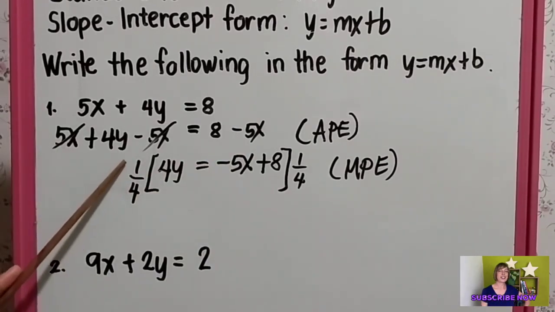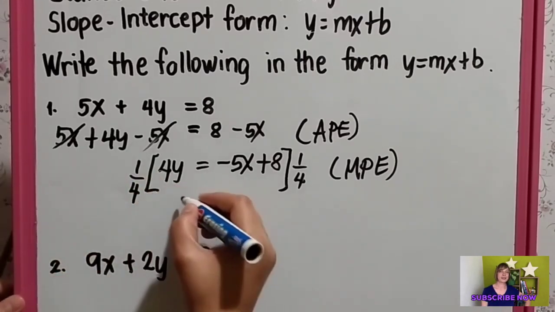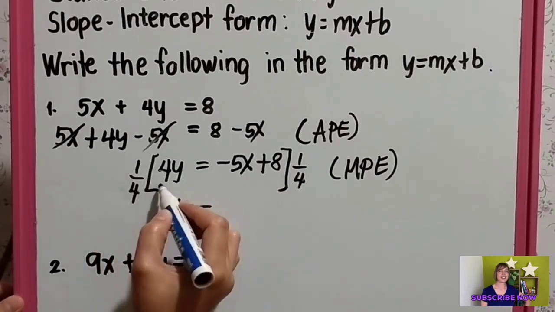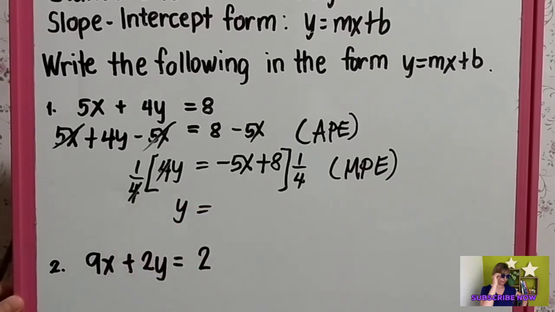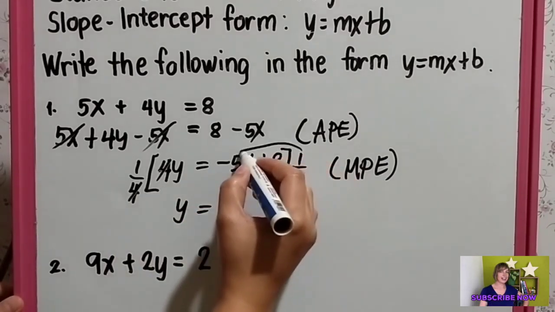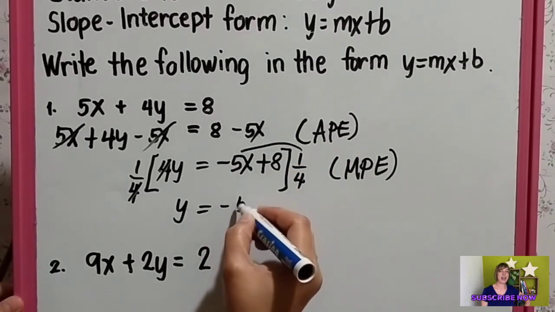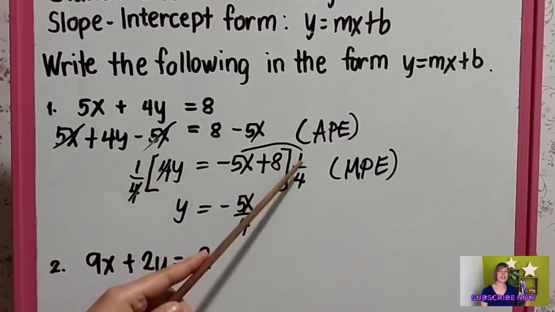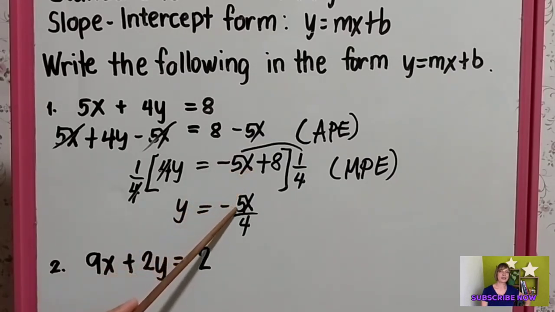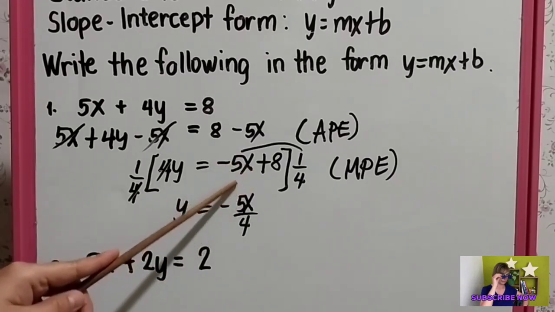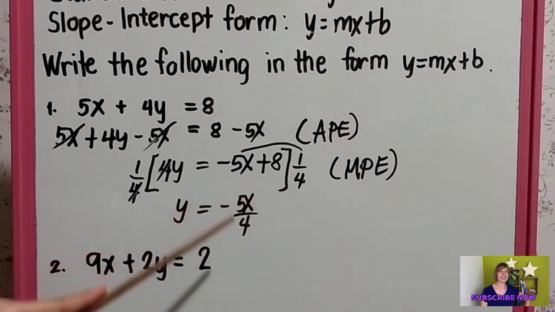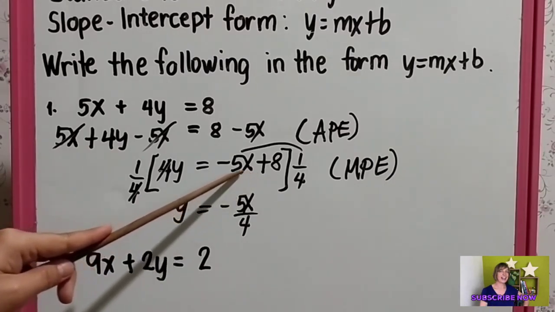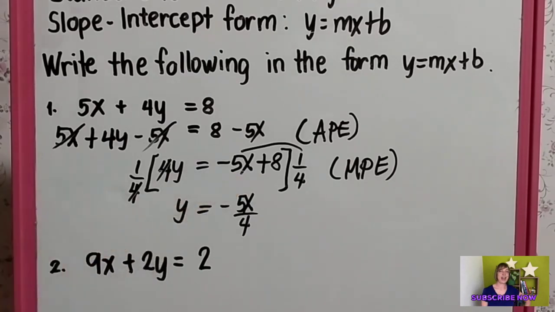So, if we multiply this, 1/4 times 4y will give us y. Because 1 times 4 is 4, and the denominator of 4y here is 1, 4 times 1 is 4, or simply cancel 4. Here, 1/4 times negative 5x is negative 5x over 4. Remember, we multiply numerator by numerator: 1 times negative 5x is negative 5x. The denominator of negative 5x here is 1, and 4 times 1 is 4. Remember, if the denominator is 1, we don't need to write it. That's why wala kang nakikitang denominator, but actually the denominator is 1.